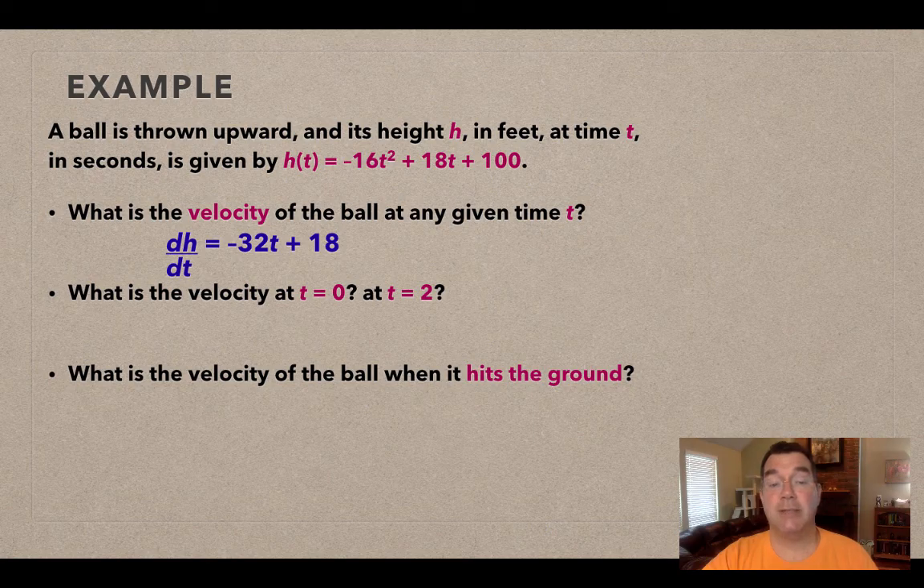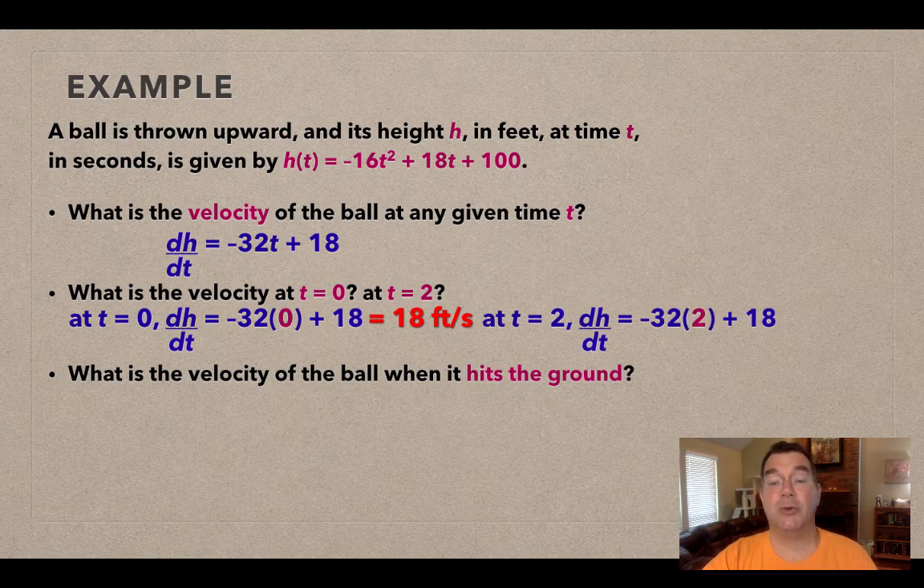What's the velocity when t is 0 and when t is 2? I simply need to plug those values into my new velocity function. At time 0, the velocity is going to be negative 32 times 0 plus 18, and that's going to be 18 feet per second. And then at time 2, the derivative is negative 32 times 2 plus 18, and that is negative 46 feet per second. So that actually means that it is falling.